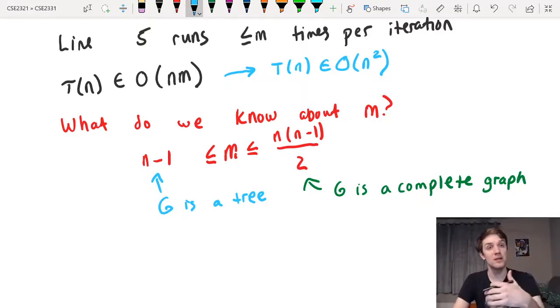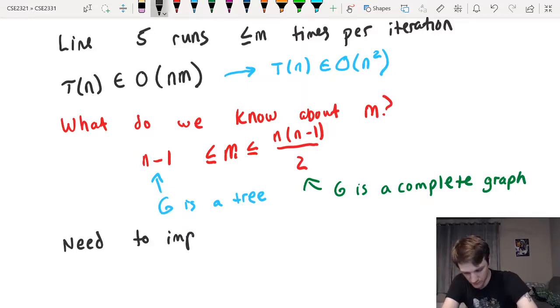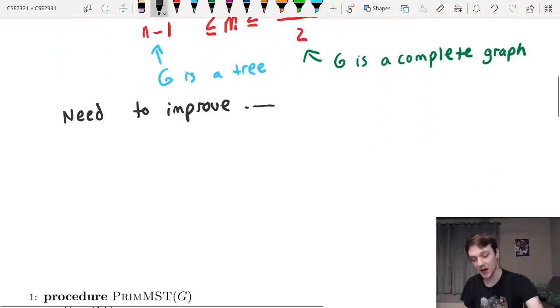Big O of n cubed is actually somewhat catastrophic for reasonable graphs, which can turn out to be 10 million edges, 100 million edges, 10 billion edges. These things can become gigantic. And having a cubic runtime turns out to be very, very bad for those algorithms. So this means that this isn't great. So we need to improve. So let's find out how we can do that.